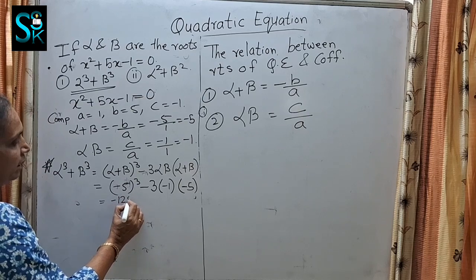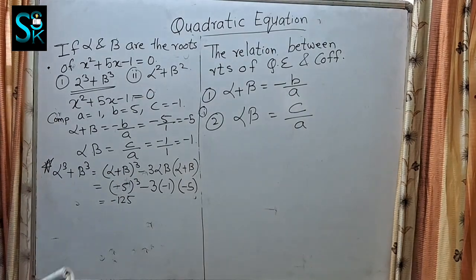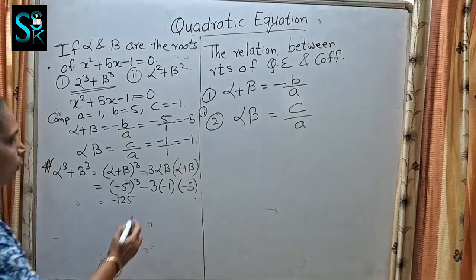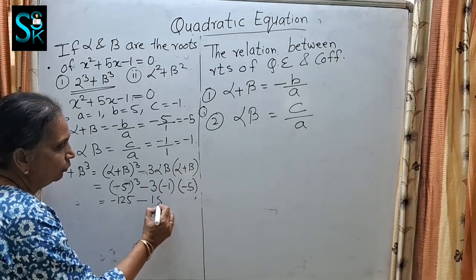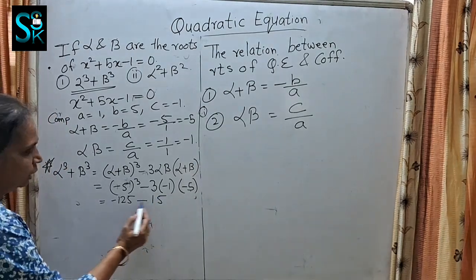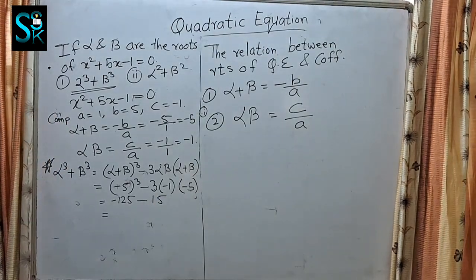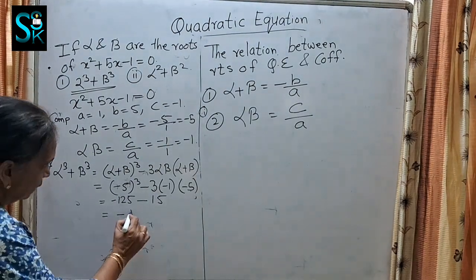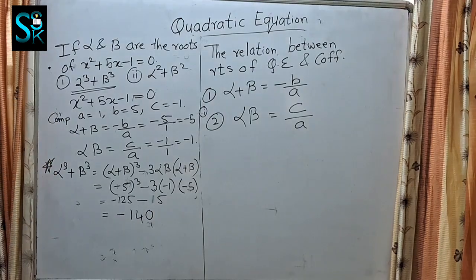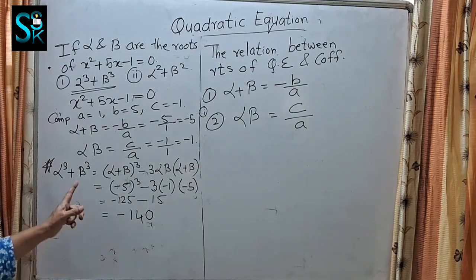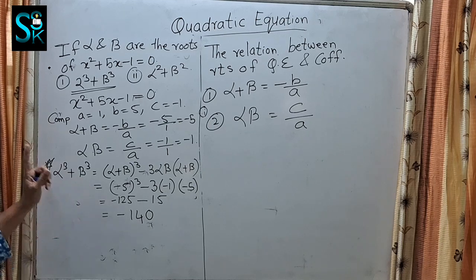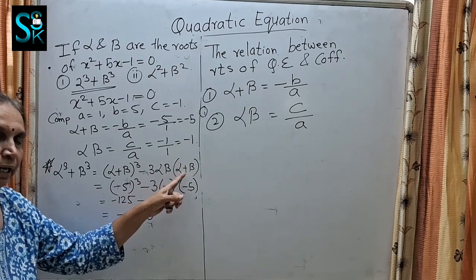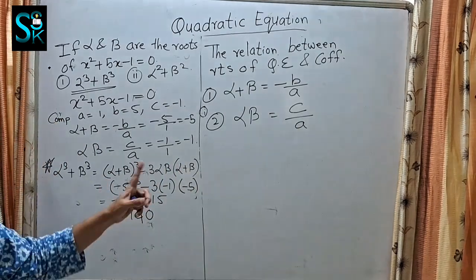So minus 125. Okay. Now here, minus into minus is plus, plus into minus is minus. So I am going to write minus, 5 3s are 15. Both are minus. What you are going to do? Both are minus, you are going to do plus with minus sign. So I am going to get minus 140. Got it? So this is how I got alpha cube plus beta cube. Formula is alpha plus beta the whole cube minus 3 alpha beta bracket alpha plus beta. See that you learn this formula.